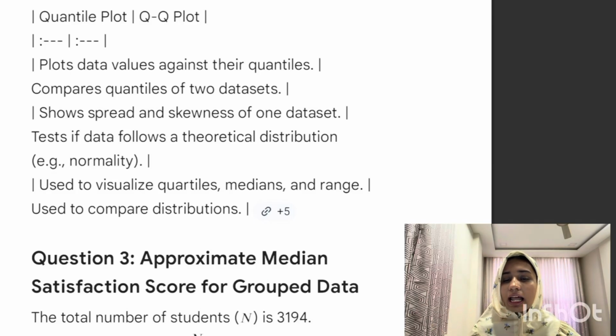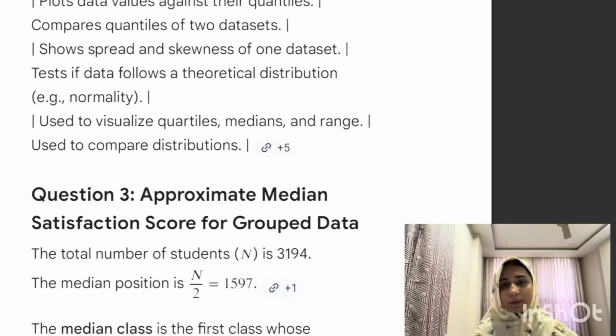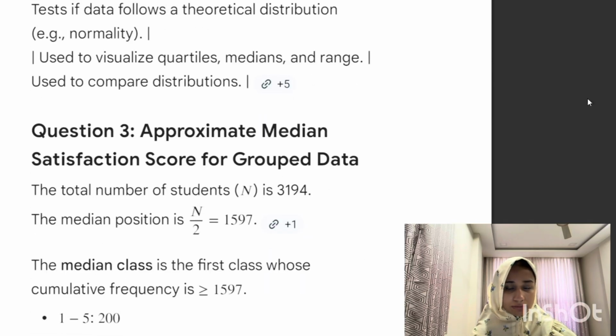Second, the quantile plot shows the spread and skewness of one data set, and the QQ plot tests if the data follows a theoretical distribution, for example normality. So it shows whether it follows or not. The third is that the quantile plot is used to visualize quartiles, medians, and range, and the QQ plot is used to compare distributions. So this is the difference between the QQ plot and the quantile plot.